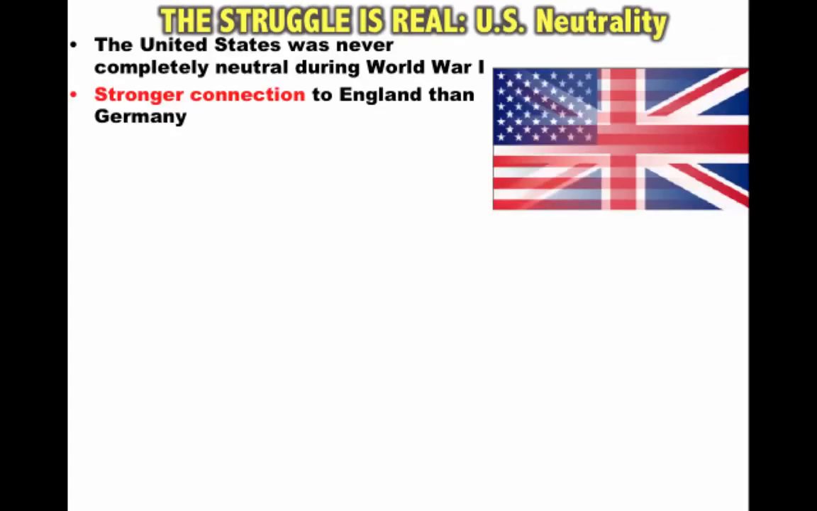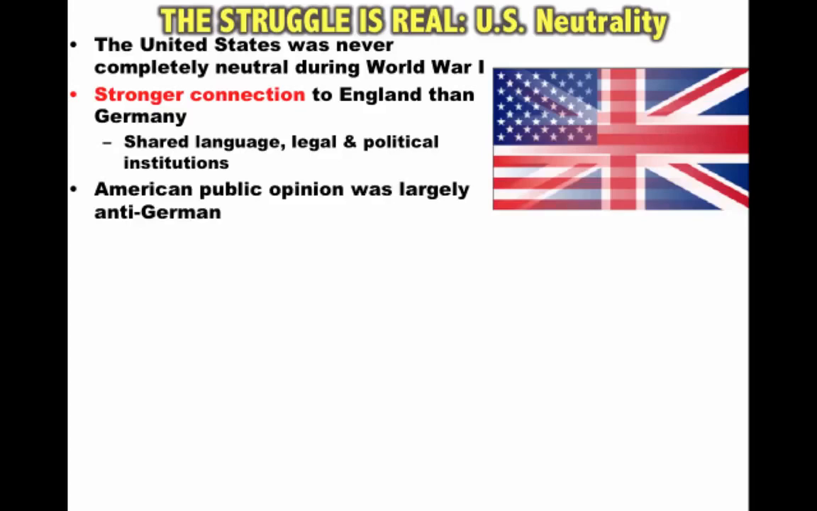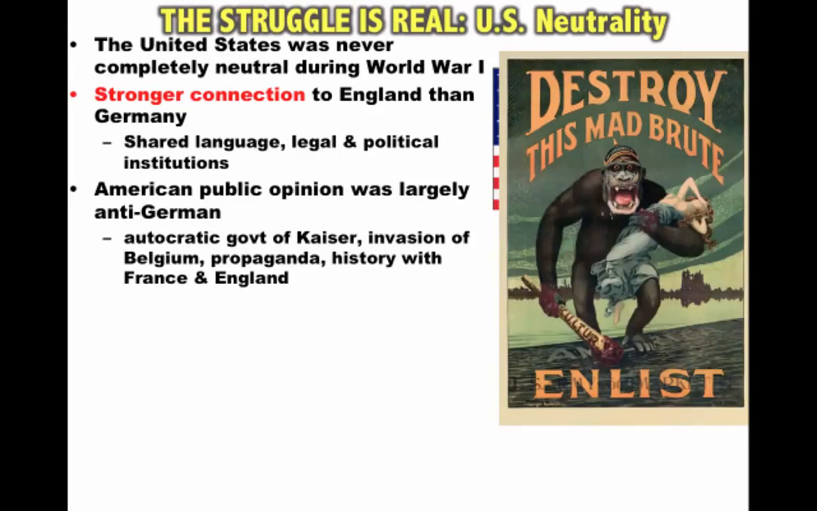From the start, we had a stronger connection to England than Germany. We shared a language. We have legal and political institutions. They used to be our mama. In fact, American public opinion was largely anti-German, even though there's a lot of German immigrants in America at this time. Largely anti-German for a variety of reasons. One, the autocratic government of the Kaiser. They don't have a democratic system. The fact that they invaded Belgium. Propaganda, especially from England, like the poster you see right there.